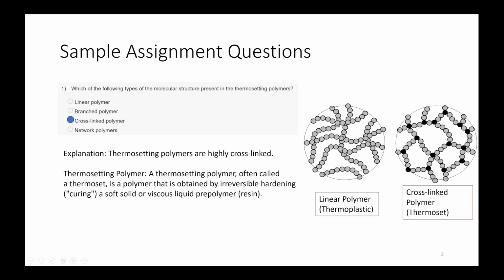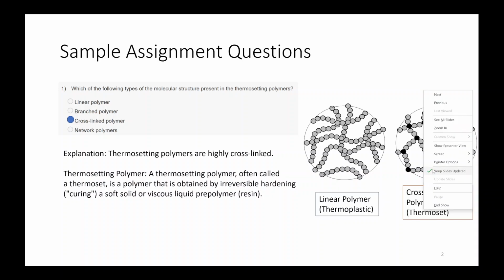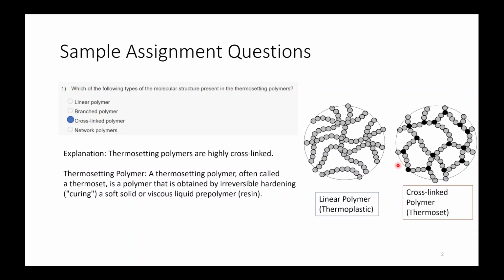Okay, so this is what the structures of thermosets and thermoplastics look like. Thermoplastics have linear chains of polymers. Thermosets are highly cross-linked, and these cross-links make them thermoset. So when we heat them again, they won't change their shape, as with thermosets. In thermoplastics, we can weld them easily by heating.